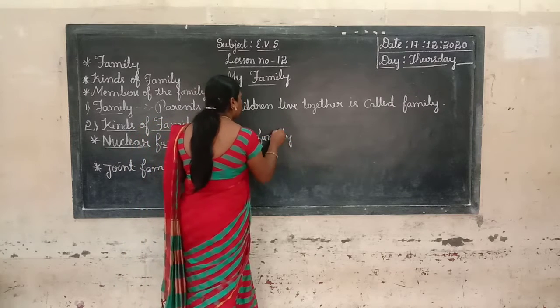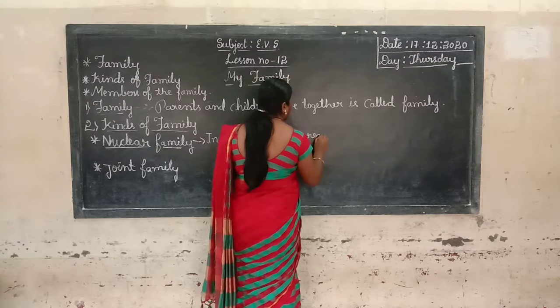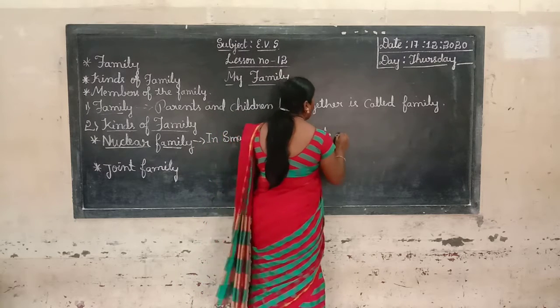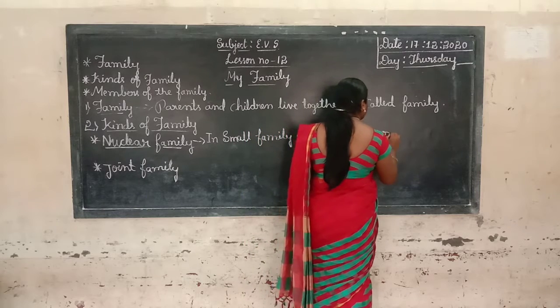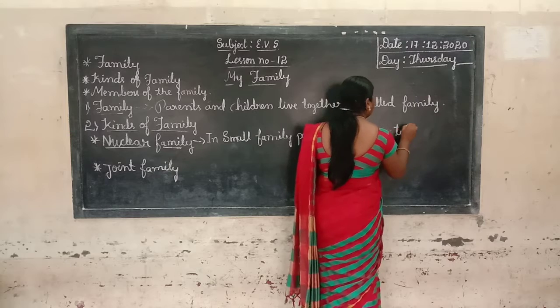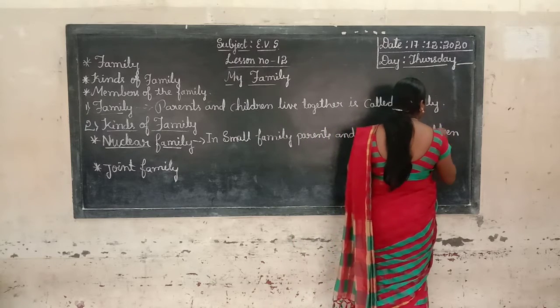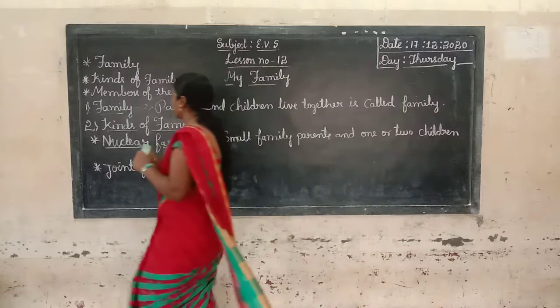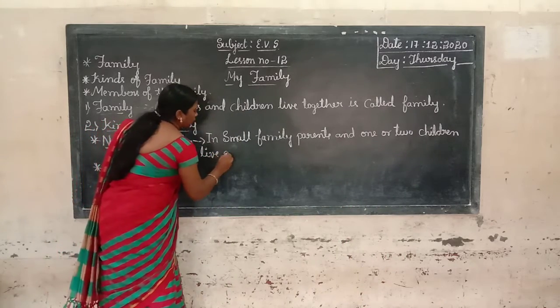In a small family, parents and one or two children live together.